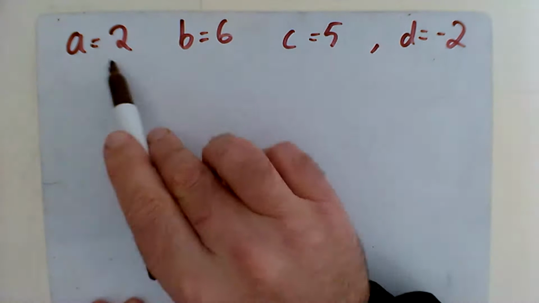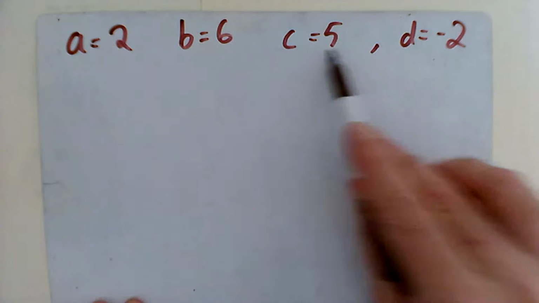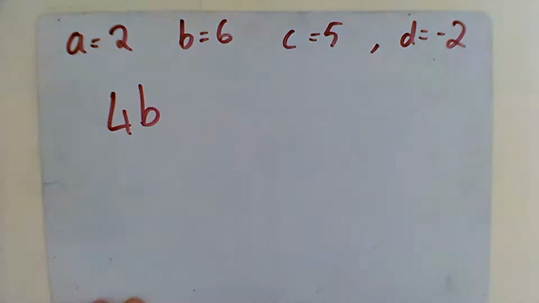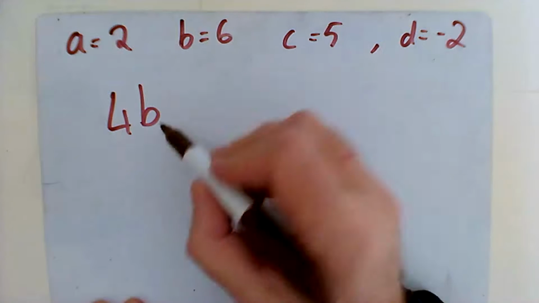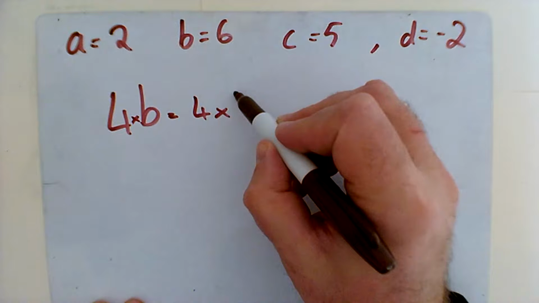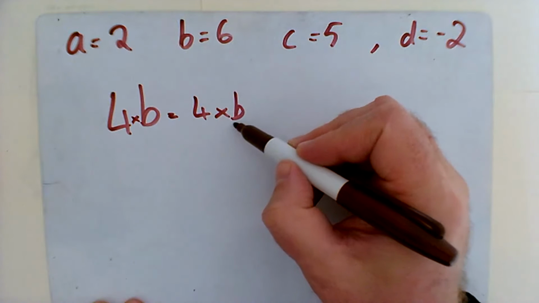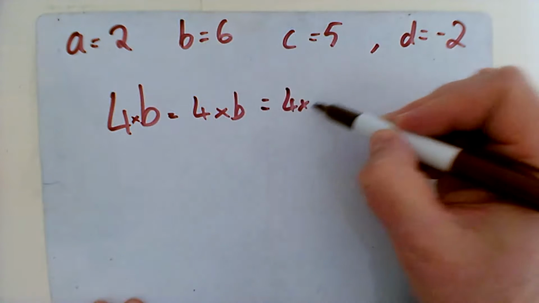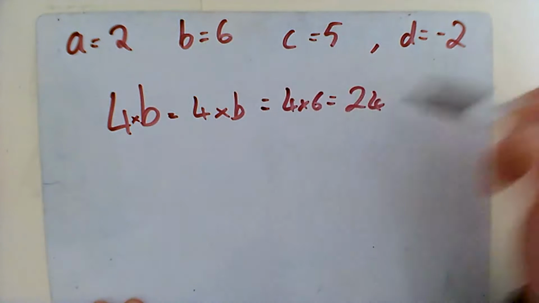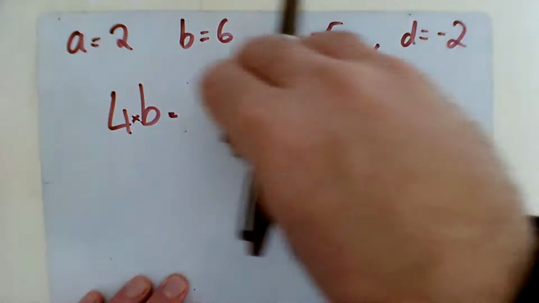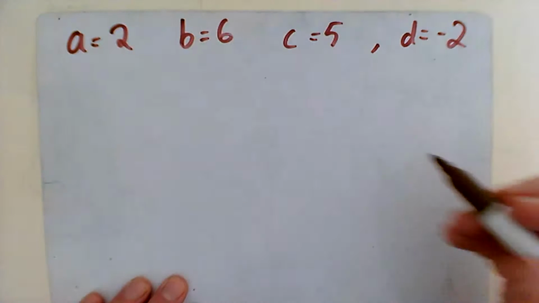So, for example, if a is equal to 2, b is equal to 6, c is equal to 5, d is equal to -2. So what will 4b be equal to? 4b, okay? Now we can see here, remember you've got the invisible times sign. So this is 4 times b. Now we're going to substitute b for 6. Okay, hence it's called substitution. So 4 times 6, 24. Now we don't always have to do all that working out, because after a little while we're able to work them out very quickly.